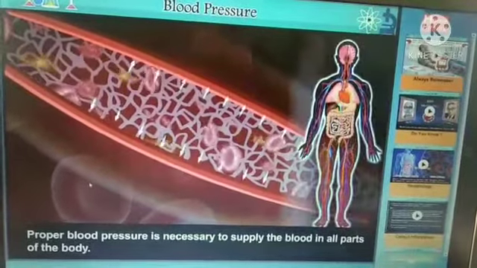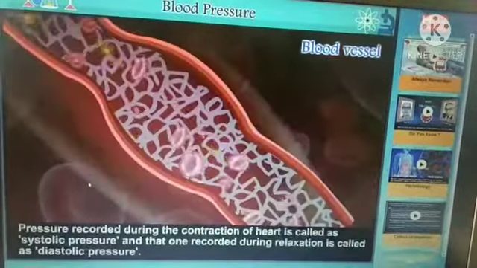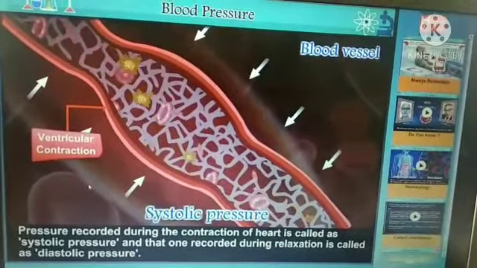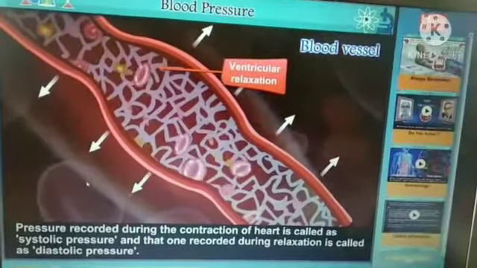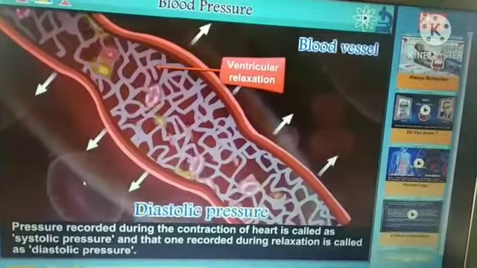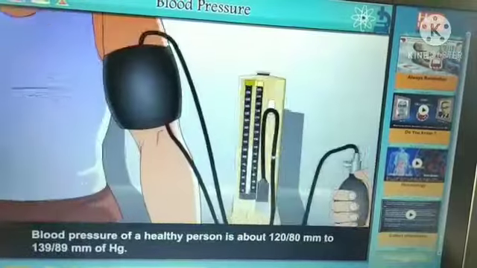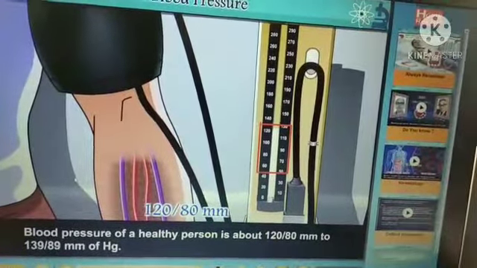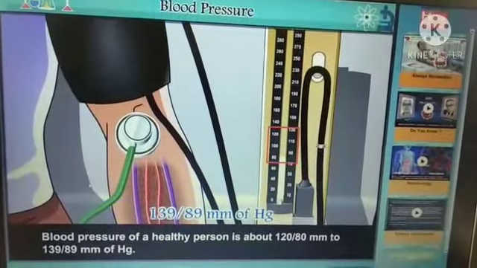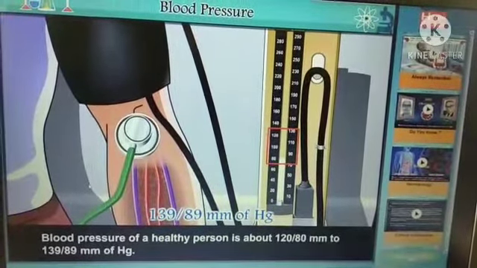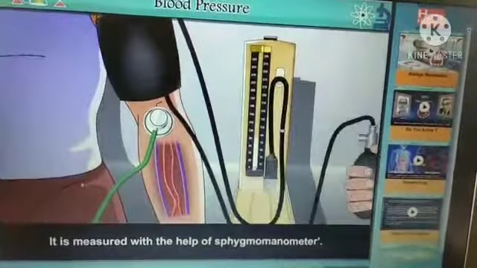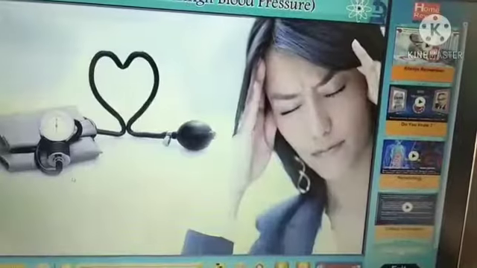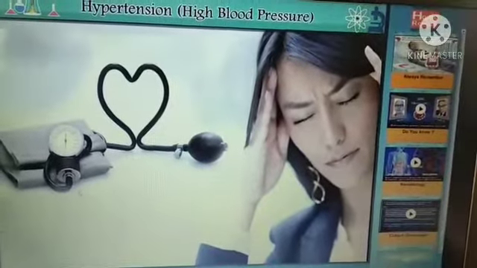Proper blood pressure is necessary to supply the blood to all parts of the body. Pressure recorded during the contraction of the heart is called systolic pressure, and that recorded during relaxation is called diastolic pressure. Blood pressure of a healthy person is about 120 to 80 mm to 139 to 89 mm of Hg. It is measured with the help of a sphygmomanometer.